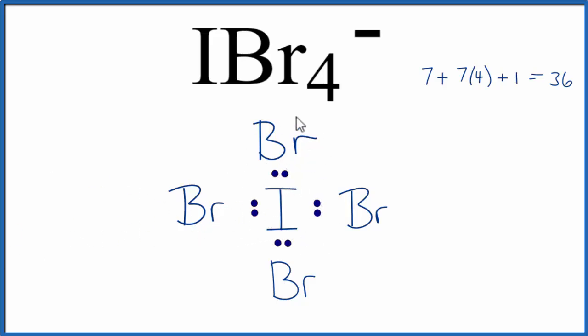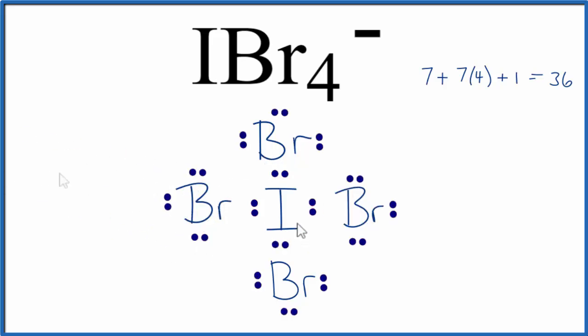Next, we'll go around and complete the octets on the bromine atoms. So at this point, we've completed the octets on each of the bromines, and the central iodine has 8 valence electrons. So it looks like a pretty good Lewis structure. The problem is we have 36 total valence electrons, and we've only used 32. So we have 4 more valence electrons that we need to place in this Lewis structure.